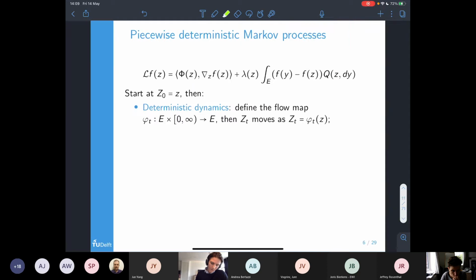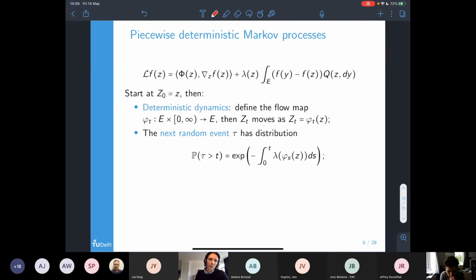Something more about this. In general, we can solve the ODE we have seen earlier that describes the deterministic dynamics, and we can define a flow map, phi_t, that will be very useful when we want to compute the next position, the next state of the process. What this means is that we start at state z at time 0, and if we want to follow the deterministic dynamics, we can simply apply the flow map, where t indicates for how much time we move according to these dynamics.